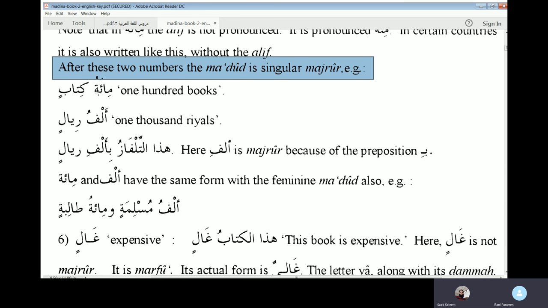First, I will ask you one question. What is the plural of kitab? Kutubun. And riyal? Riyalat. Okay. Riyalat. Now read.